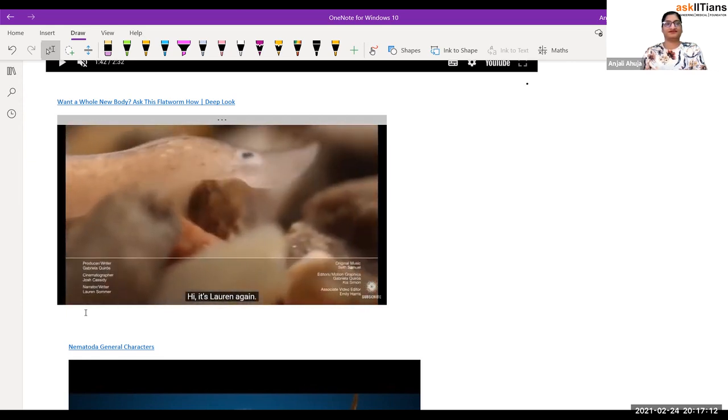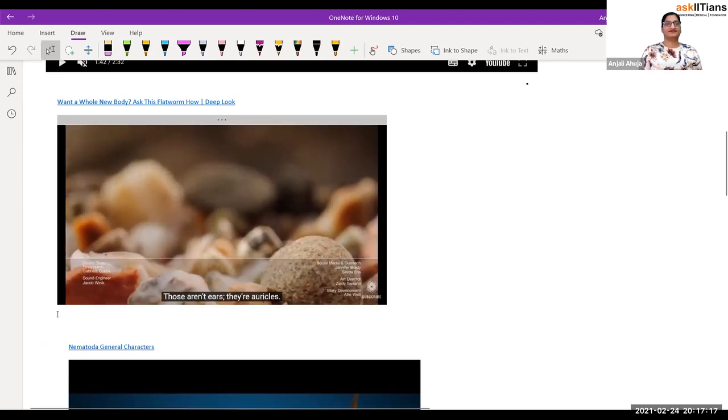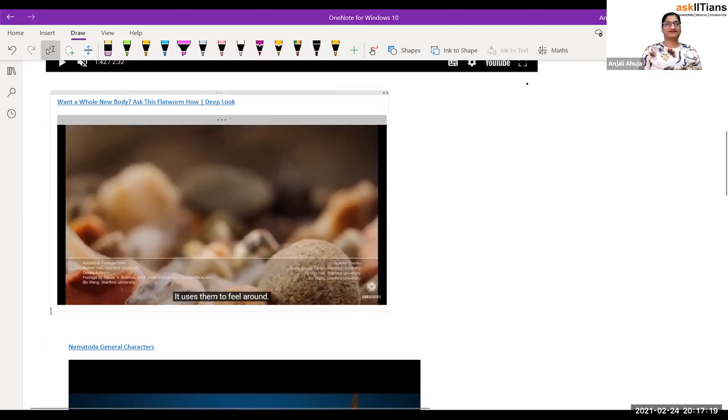Hi, it's Lauren again. This kind of planarian is from San Francisco. Those aren't ears, they're auricles. It uses them to feel around.